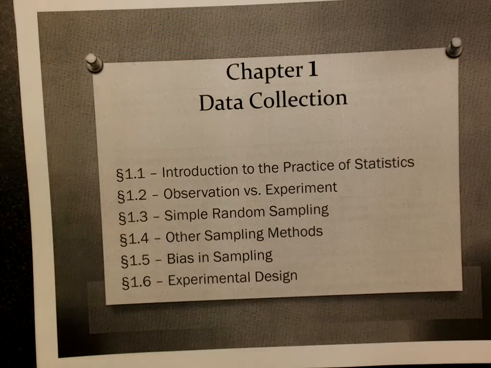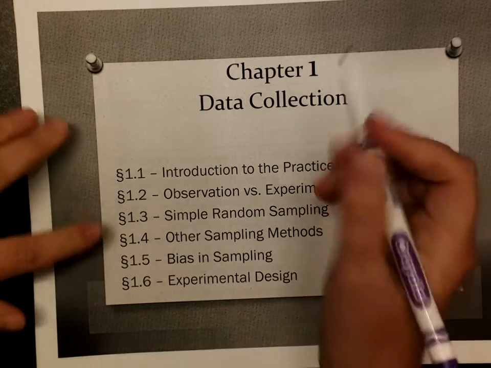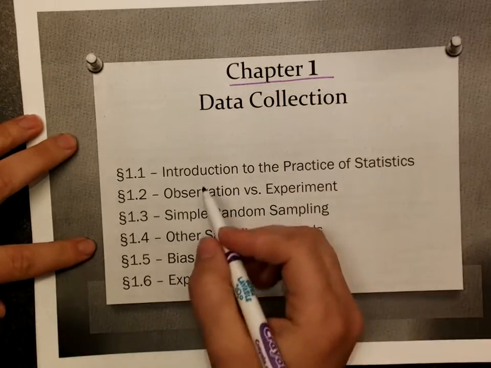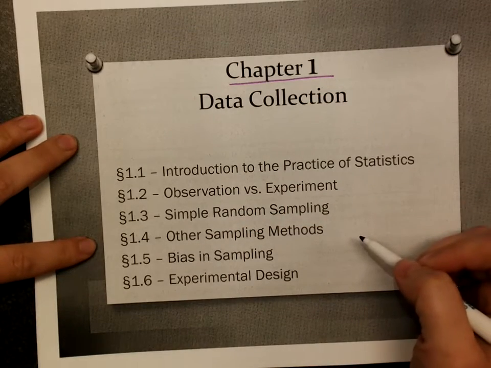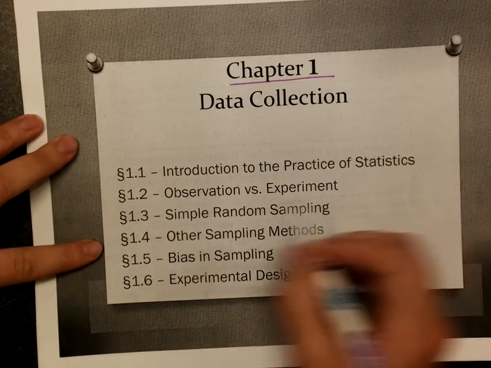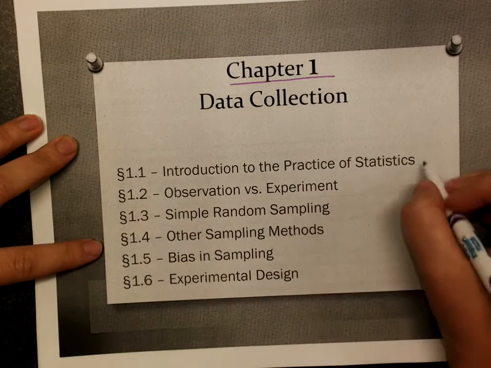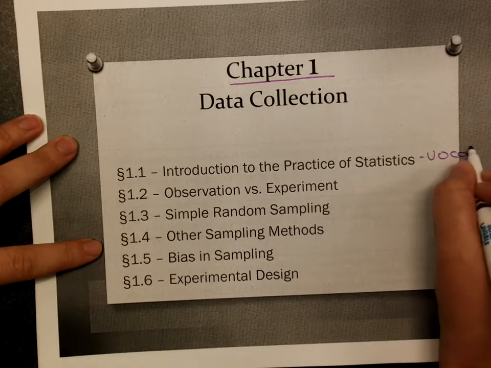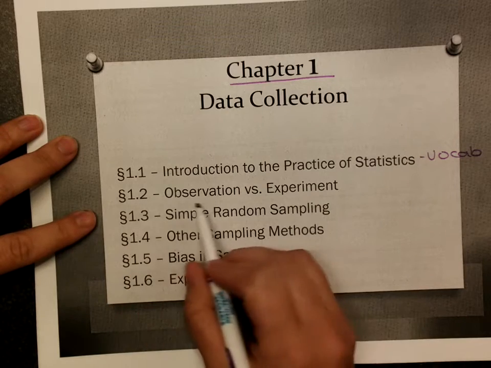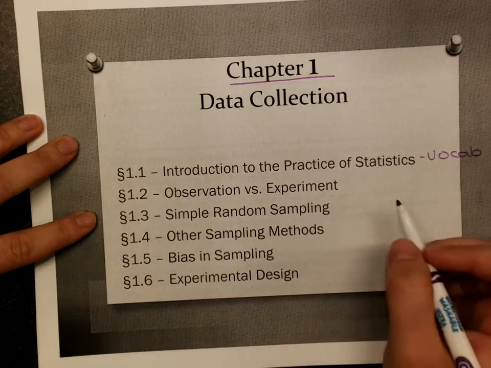This is Chapter 1 for 1342 on data collection. There are 6 sections in this chapter. It's the most sections of any chapter. The first section is just the introduction. That's mostly vocabulary. The second section is just the difference between an observation and an experiment.